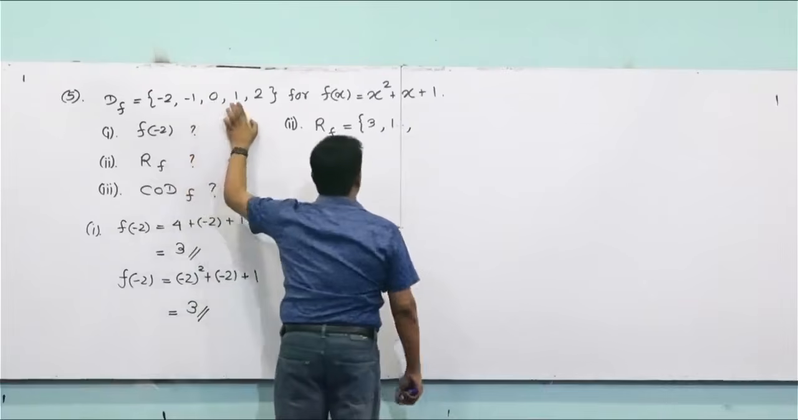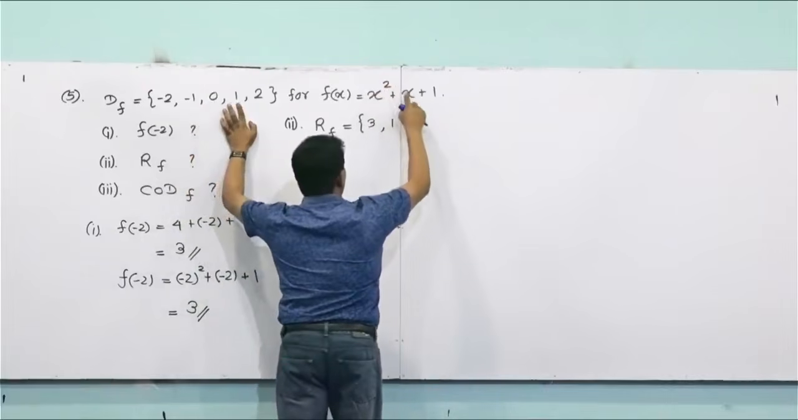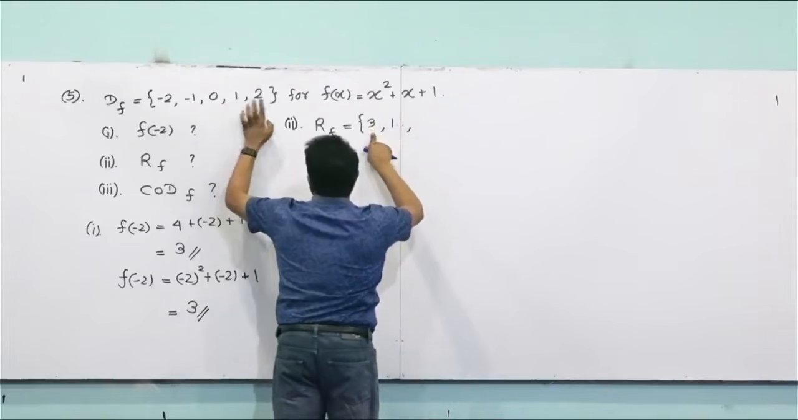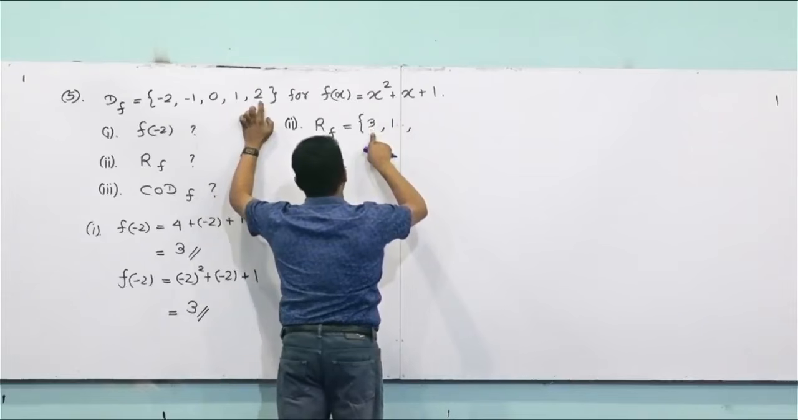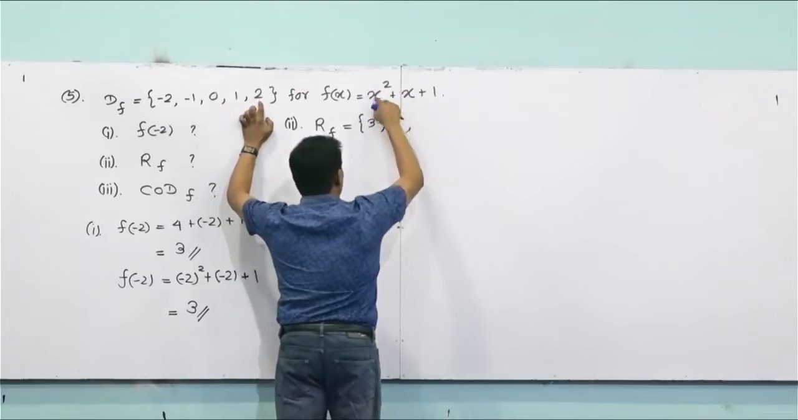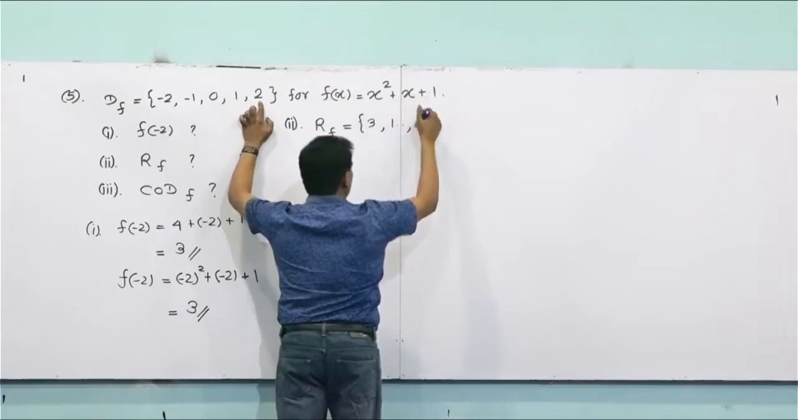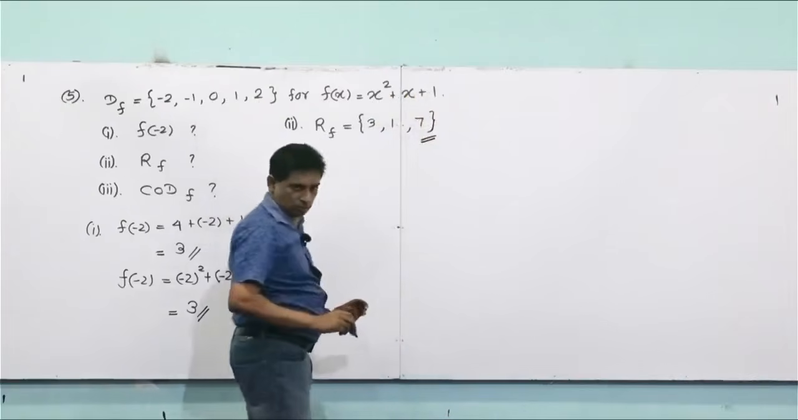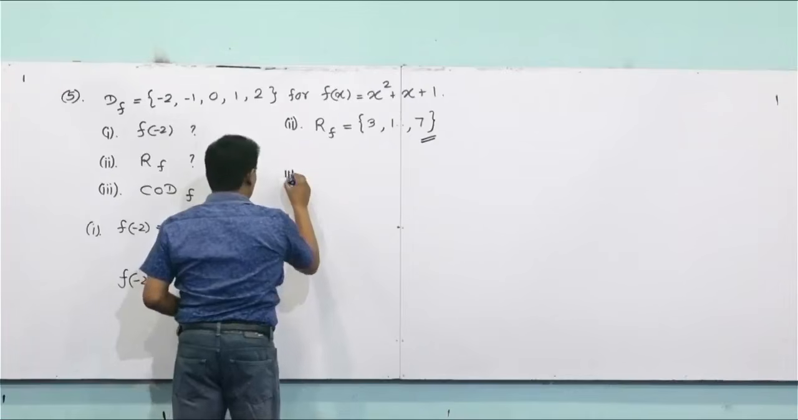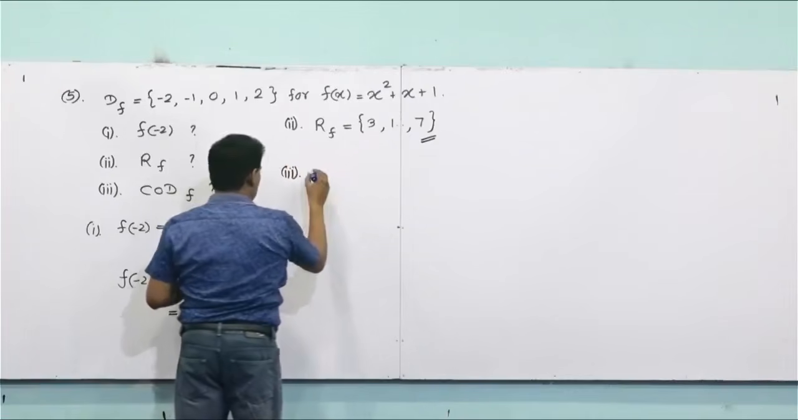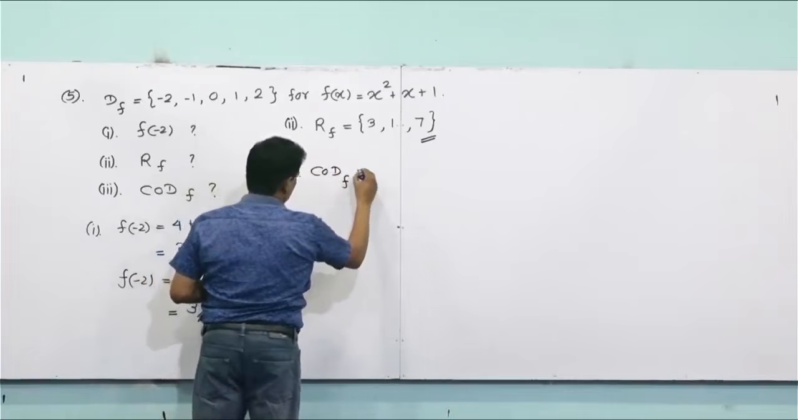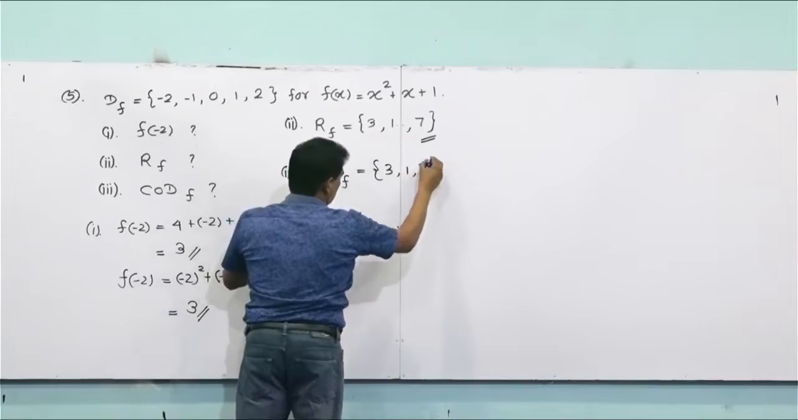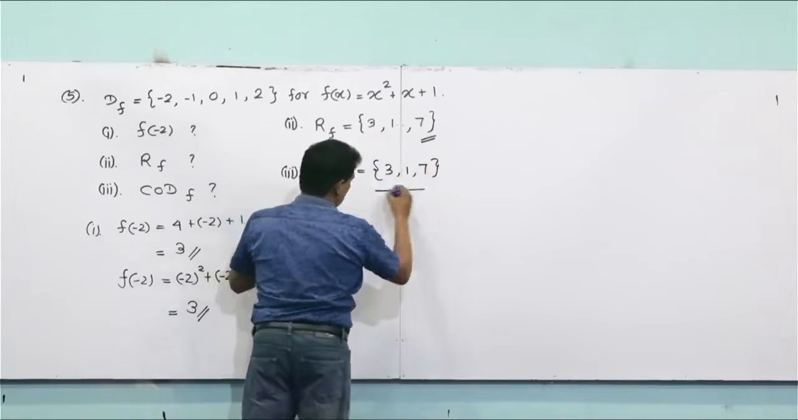Then the image of 1. 1 squared means 1. Here 1, here 1, 3. We can't write 3 again. Then the image of positive 2. Then 2 squared means 4 plus 2 plus 1. That means 7. No? This is the range. Now we have to write the codomain. The best answer is 3, 1, 7. That is enough.